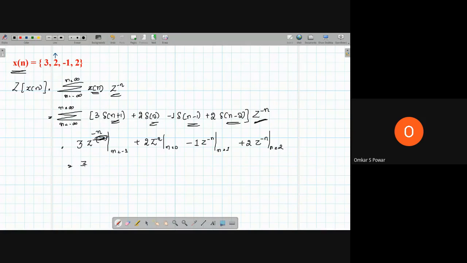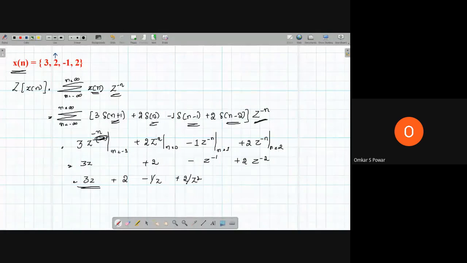We can simplify this as 3z plus 2 minus z to the power of minus 1 plus 2 z to the power of minus 2. So you can write this as 3z plus 2 minus 1 by z plus 2 by z square. So now what do we have to find out? We have found our Z transform of the signal. What we have to find out are the poles and ROC.